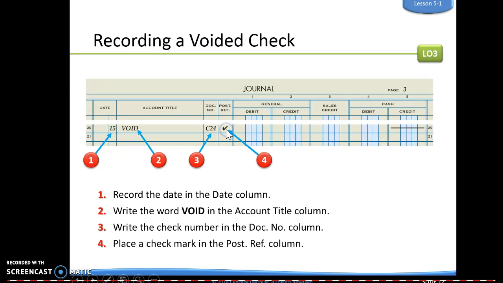The post reference is going to be a check mark because there's nothing there for us to post. And then the last thing we're going to do is draw a line through our credit column. Just saying, it's not that we forgot to put any information in here, it's just we don't have anything to put in there.